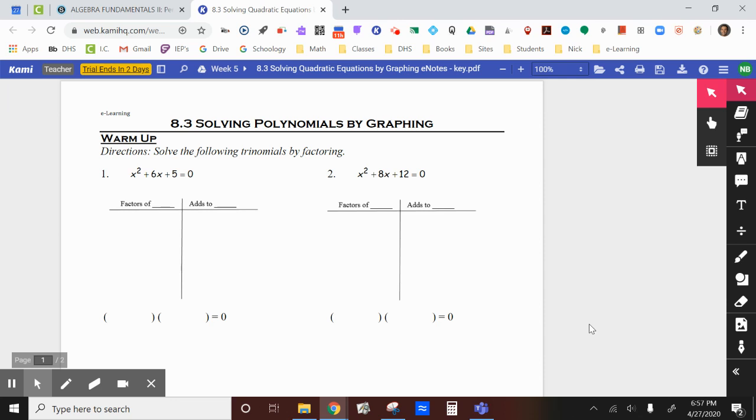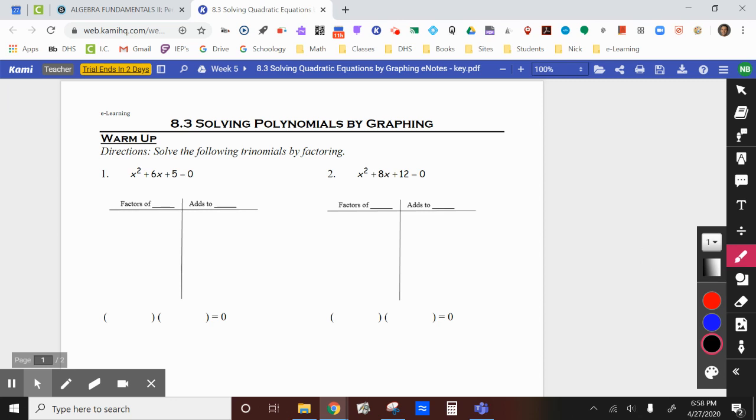So here we go. We're going to start with a little warm-up here. This is kind of a review from last week. The directions say solve the following trinomials by factoring. We need to find factors of our last term that add to the middle term, and then we need to finish solving this. So this is just a little more practice from last week. Why don't you go ahead and pause the video and answer these two problems, and let's see what we get here.